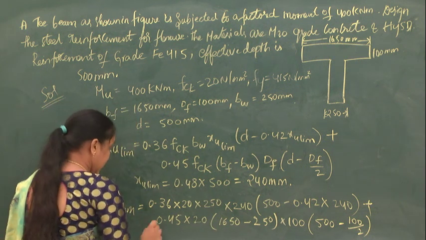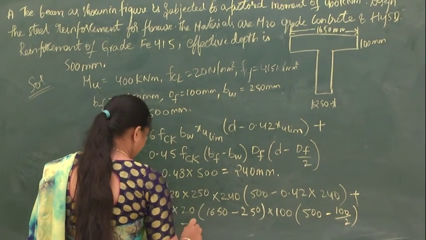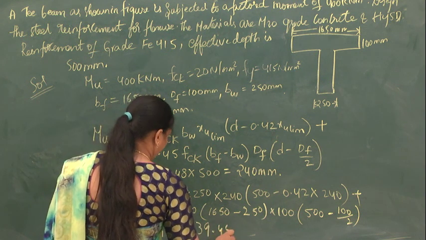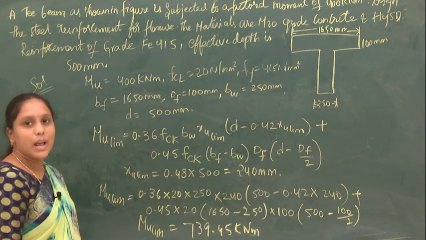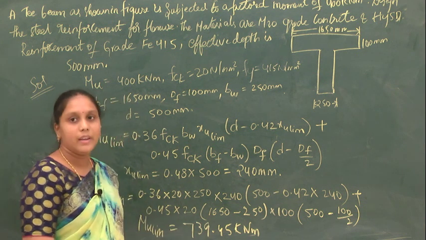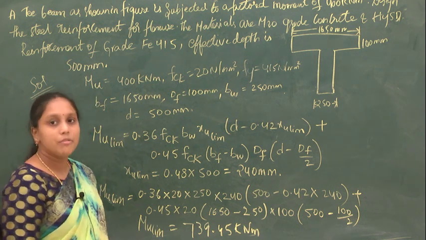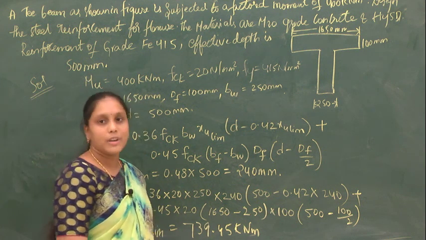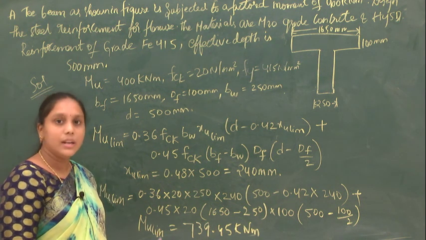So if you solve this, you get a value of Mu limit equal to 739.45 kilonewton meter. So what is the value of Mu? Mu is 400 kilonewton meter and Mu limit is 739.45 kilonewton meter. So here Mu is less than Mu limit.